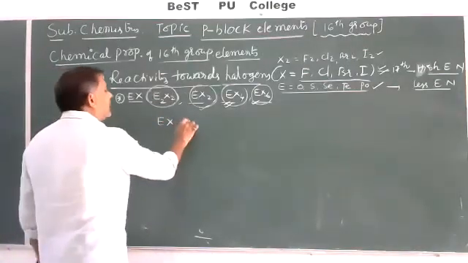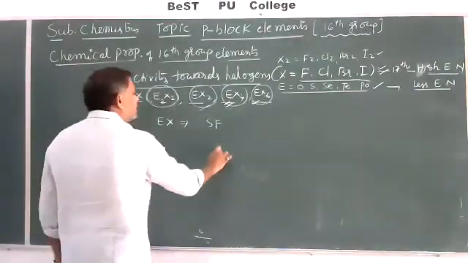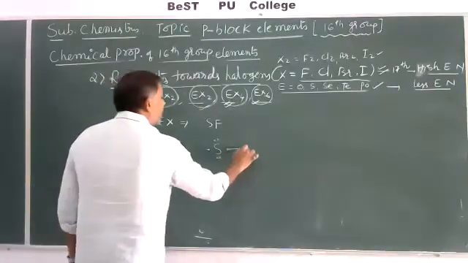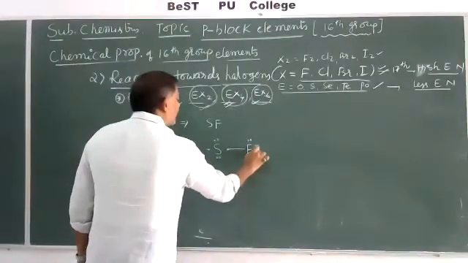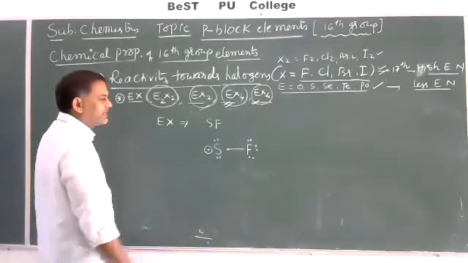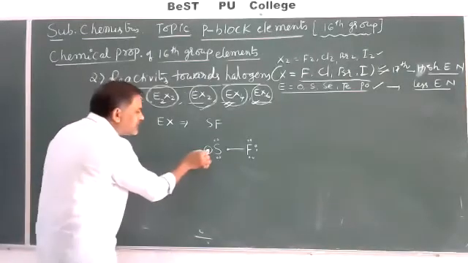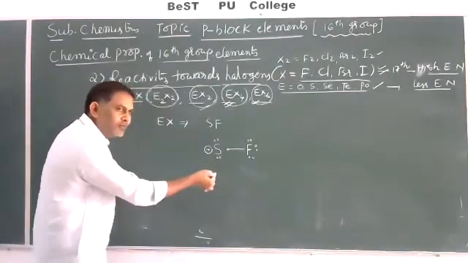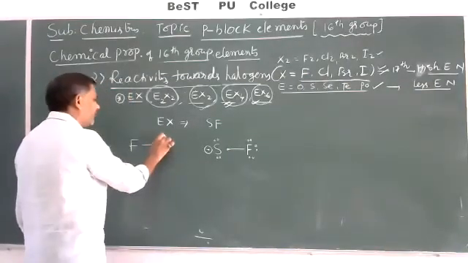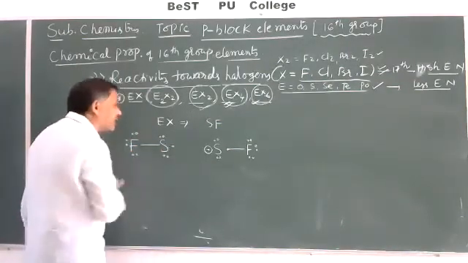If we take SF, around sulfur 6 valence electrons are there. One fluorine is bonded with one sulfur like this, but one unpaired electron is present. This is monofluoride, sulfur 1 and fluorine 1. But this is eagerly waiting to react with another molecule. That's why one more sulfur and fluorine, and here again sulfur and fluorine are eagerly waiting.